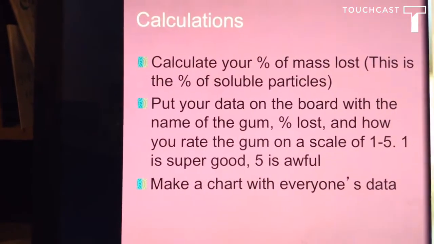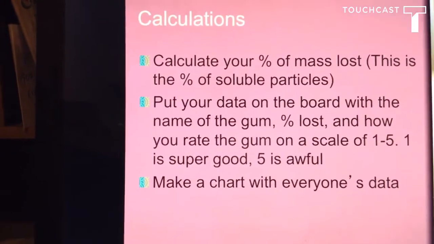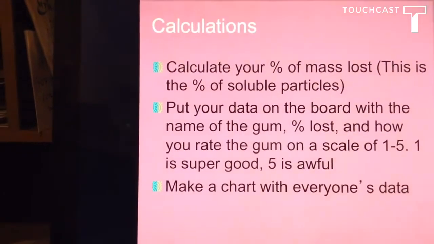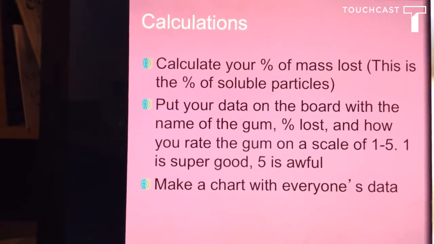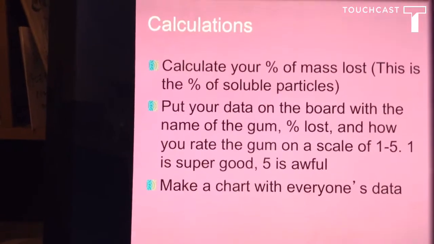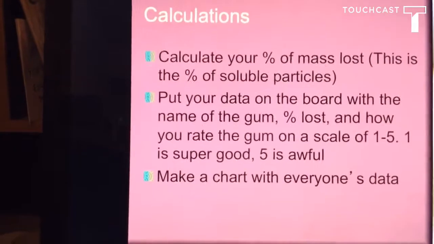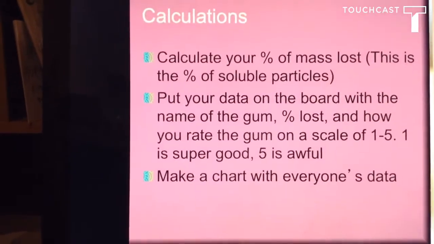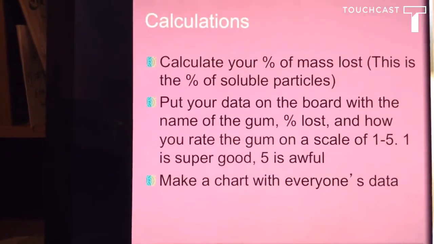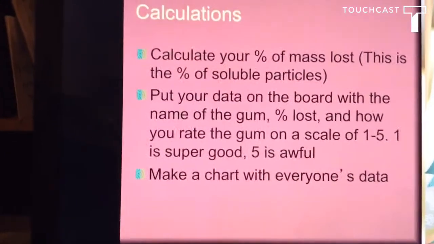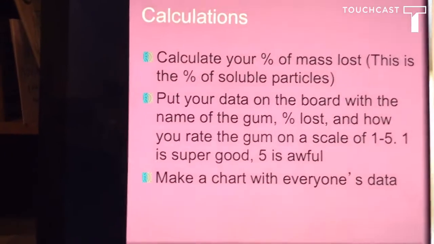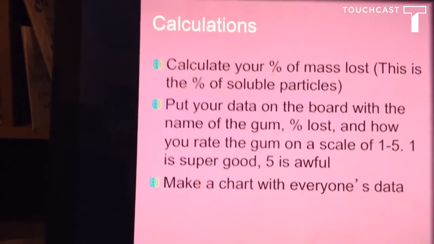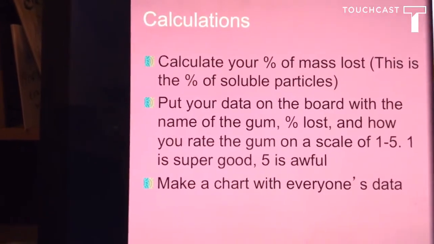You also want to calculate your percent composition, that is, your mass lost divided by the starting mass, which is going to be your percent composition of your sweetener. Other things may be lost, but primarily it's going to be your sweetener, and you'll need to look on your gum label to determine what that sweetener is.